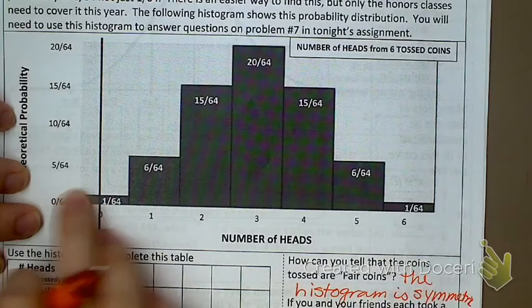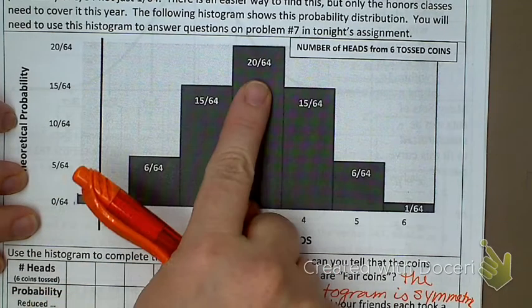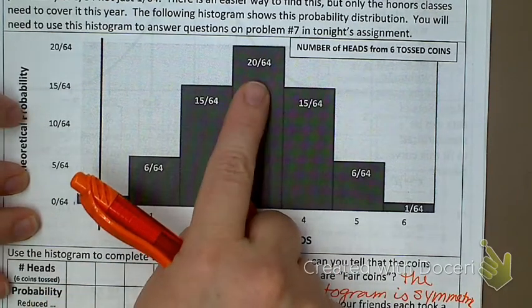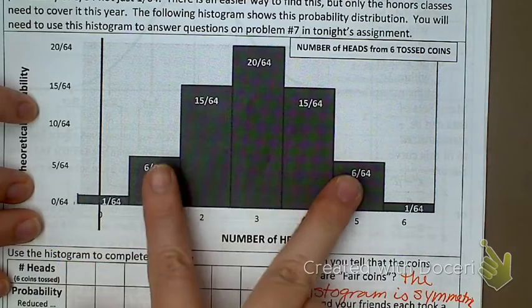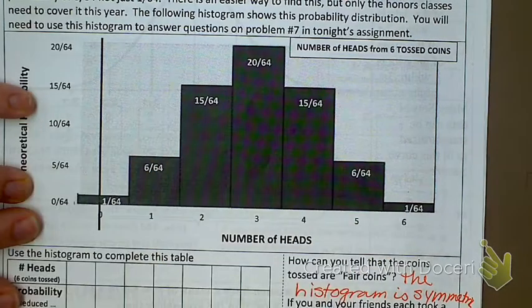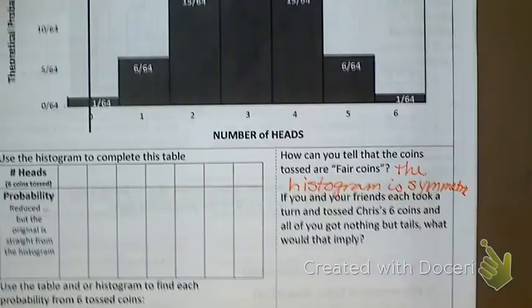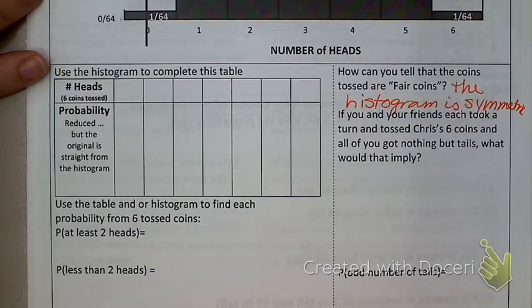Since it follows a very symmetric pattern, you have a larger value in the middle, and then you have matching values, matching values, matching values. It is perfectly symmetrical, and that tells me that the coins are fair coins. There's no funny business going on here.